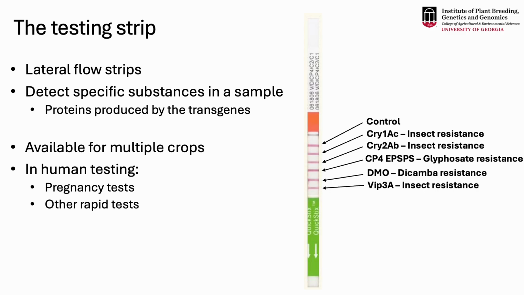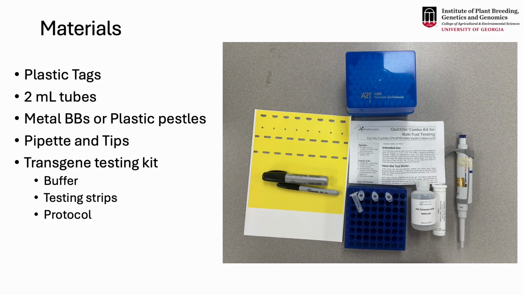The materials we're going to be using today are plastic tags, so we can tag our plants and locate them in the field later. 2 milliliter tubes with metal BBs. In this case, we already put the metal BBs inside the tubes. And you can also use plastic paddles to grind the tissue. We're going to use our pipette and tips, and finally our transgene testing kit, which includes a buffer, the testing strips, and a protocol.